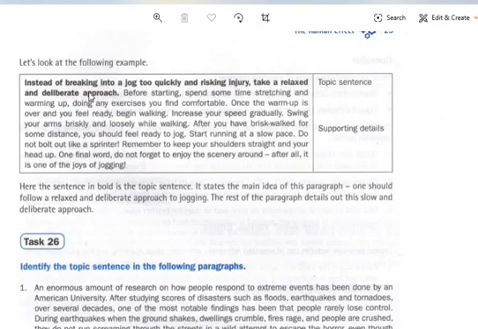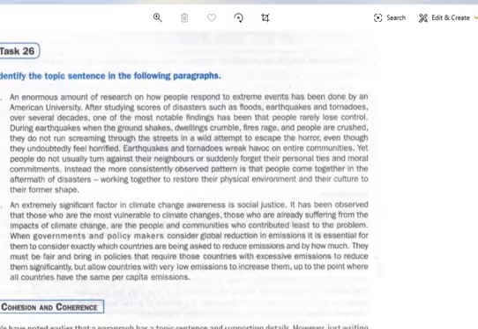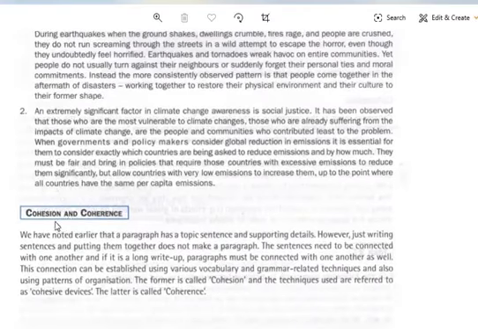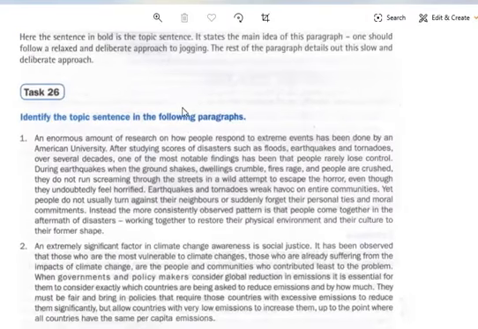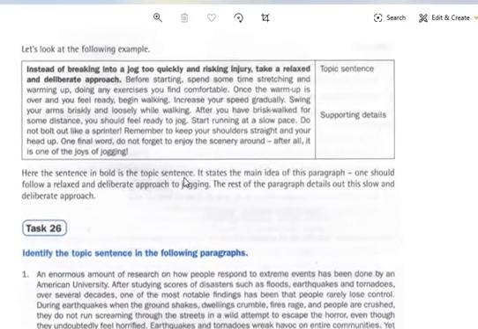See, laying out a topic sentence and supporting it with supporting details alone does not make an effective paragraph. A paragraph should also have two aspects: cohesion and coherence. Now I'll let you know what cohesion is and what coherence is. Let's find out what coherence is. Coherence is nothing but the logical order, how you are organizing your paragraph. How you are organizing your paragraph is important.